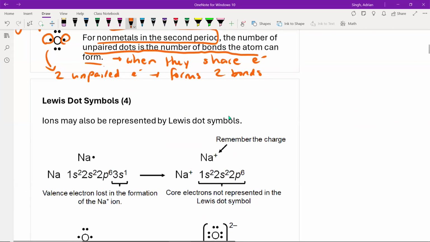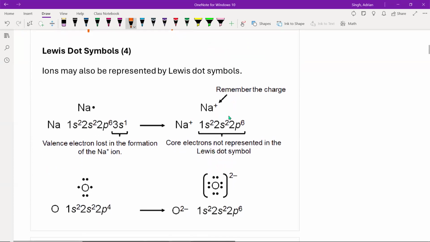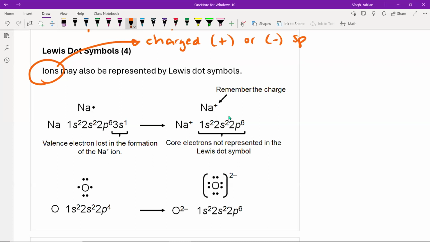So not only can we use the Lewis dot symbol to represent the valence electrons for our elements, for our atoms, in other words, our neutral things, we can also use the Lewis dot symbols to represent ions. Okay, so ions are things that have charges. So we can generally say ions are charged, either positive or negative species. And species here just means some sort of chemical particle, whether it's a small thing or a big thing. That's what the term species represents in chemistry.